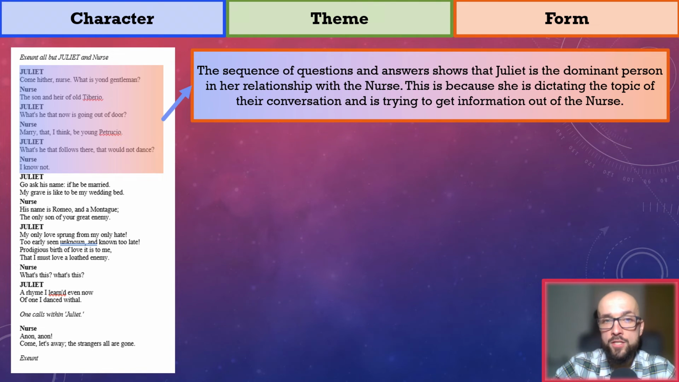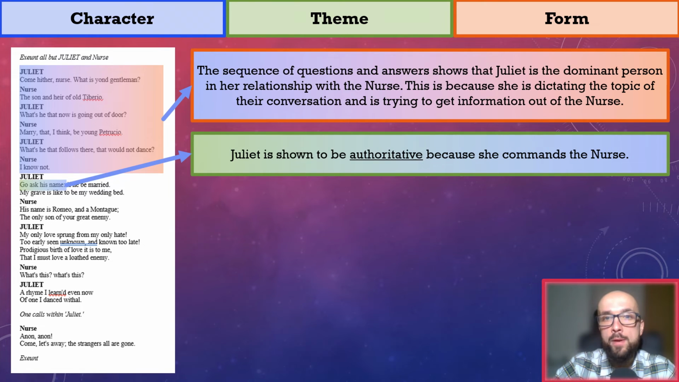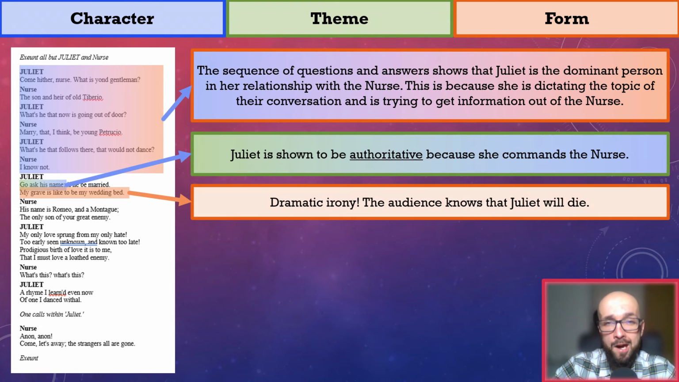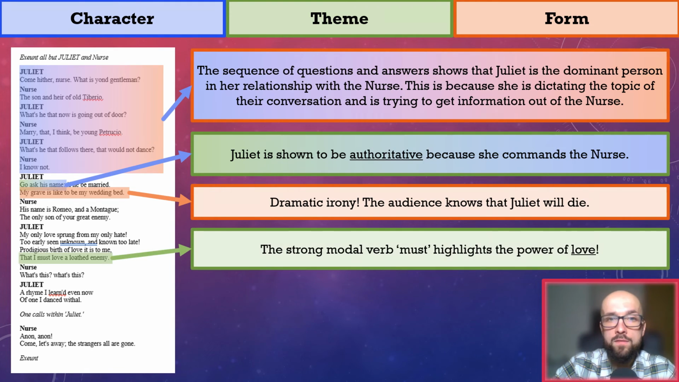After the questions have finished, we see that Juliet is authoritative because she commands the nurse to go and find out Romeo's identity. And in the next line, Shakespeare employs dramatic irony. When Juliet says that her grave is like to be her wedding bed, Shakespeare alludes to the play's ending, which the audience are already aware of thanks to the prologue. This dramatic irony might cause the audience to laugh because they are all too aware of the accuracy of Juliet's statement.